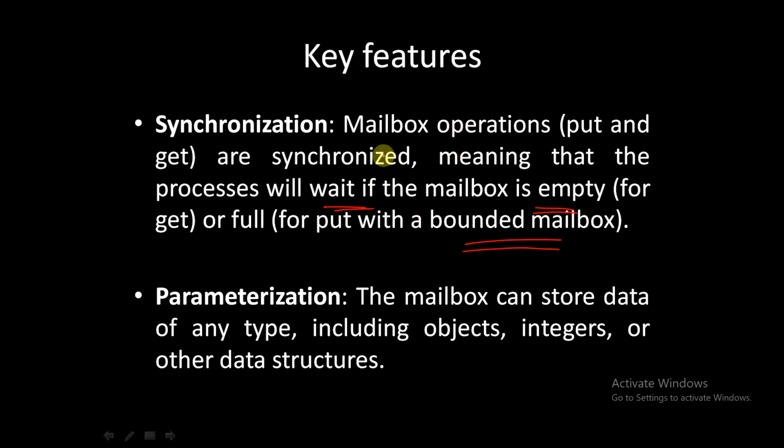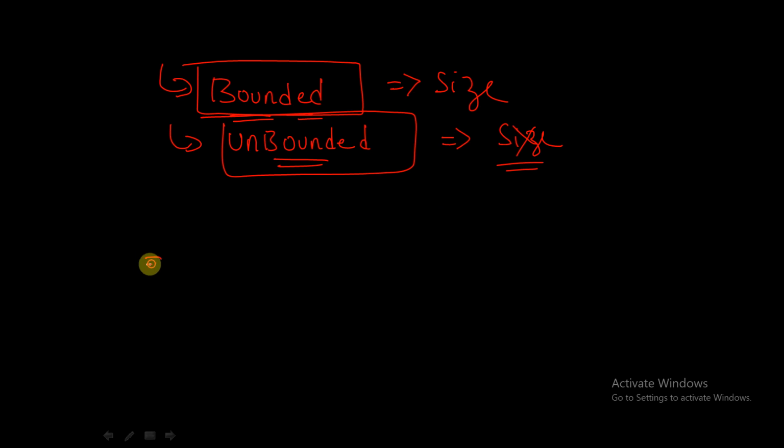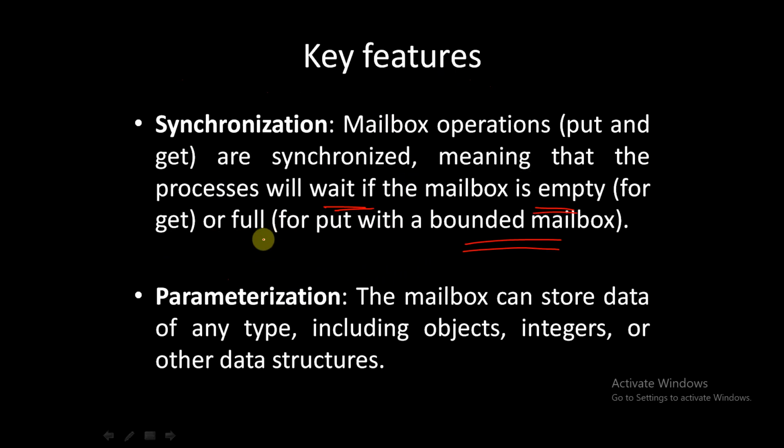And a mailbox can be parameterized, that is, a specific type of data can be sent through the mailbox. If we want to send only a specific type of data, let's say only int data type, we can parameterize the mailbox and only send that particular type of data, including objects, integers or other data structures.